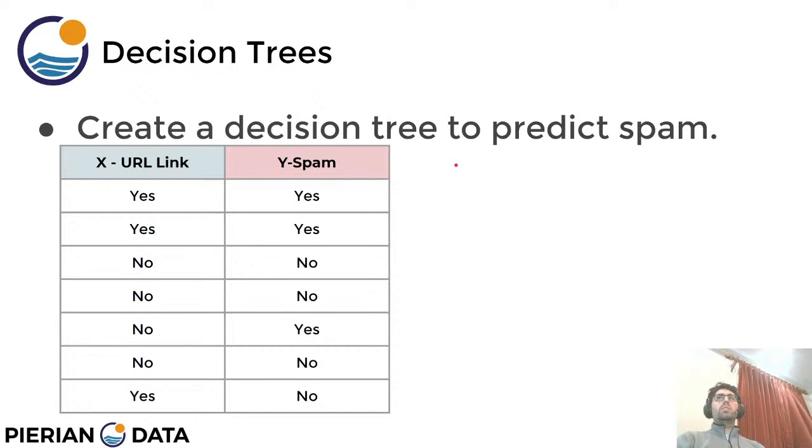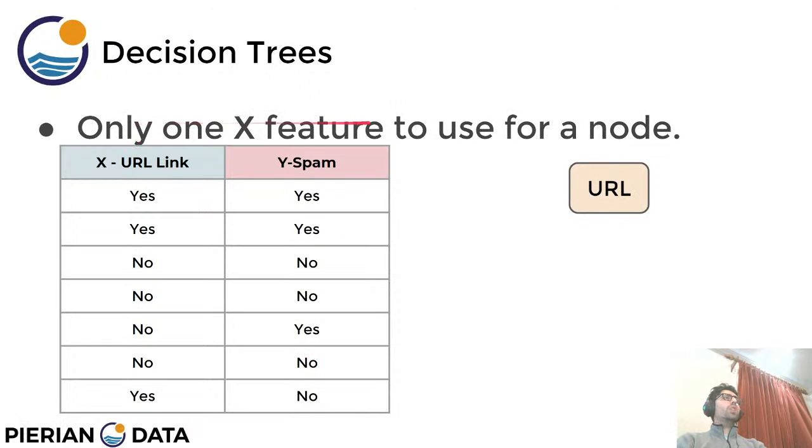So I had a human read a bunch of emails. In this case, they read 7 emails, right? And they checked, did this email contain a URL link? Yes or no? And was this a spam email according to this person? I only have one X feature to use for a node. So right now, we're just going to go through Gini impurity as far as how to decide the split itself, and then we'll talk about if I had more features, how would I actually rank these root nodes.